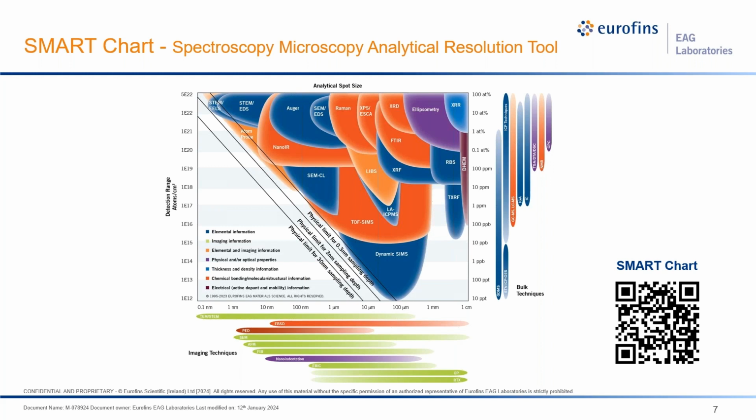On the y-axis is composition or concentration. So at the top of the list, we see percent levels of concentration, and we see many different techniques up there that can give you concentrations at percent levels. Then as we go down into sub percent levels, down into the ppm levels, into the ppb levels, and even into the parts per trillion levels, we have techniques that will be able to give you that composition at those ranges within those spot sizes there within the box.